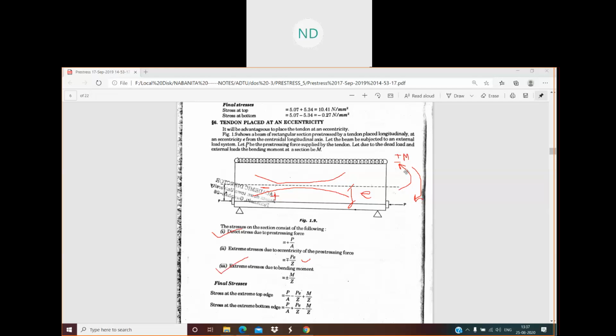This one, plus minus M by Z, and another stress is going to come which is due to this eccentricity E, which is minus plus PE by Z. This one, tension at the top and compression at the bottom, since due to this eccentricity the moment is going to be in this way. Okay, so at the extreme top fiber, stresses will be how much now? P by A minus PE by Z plus M by Z, and at the bottom will be P by A plus PE by Z minus M by Z.